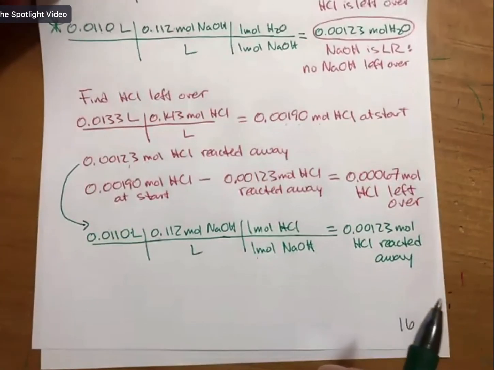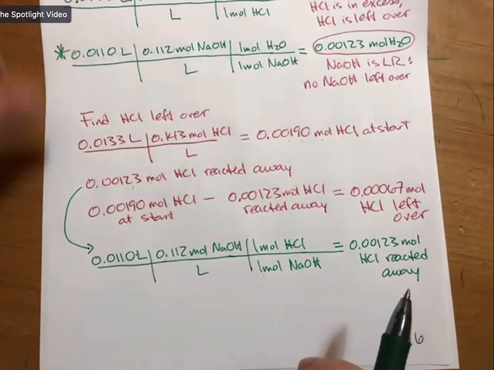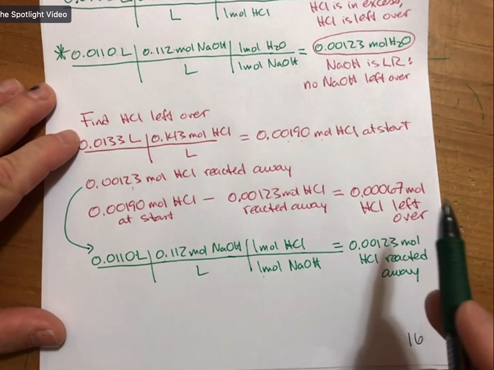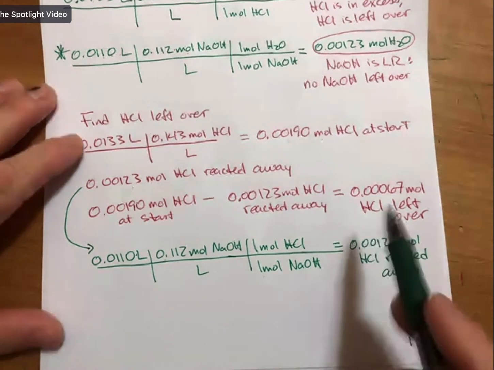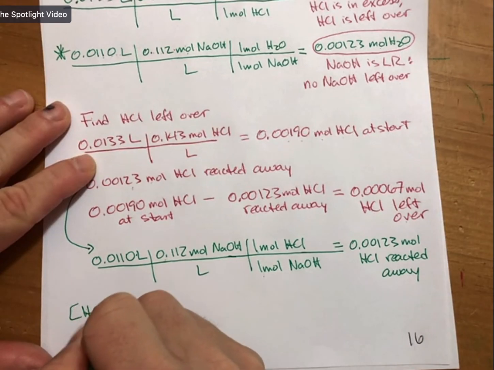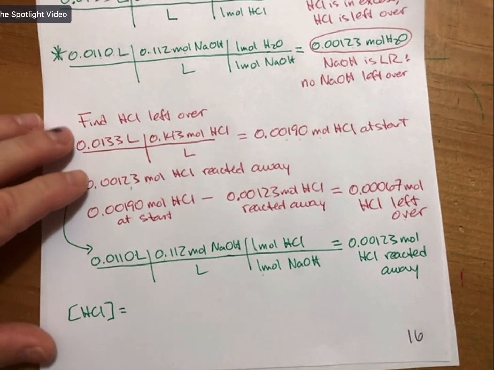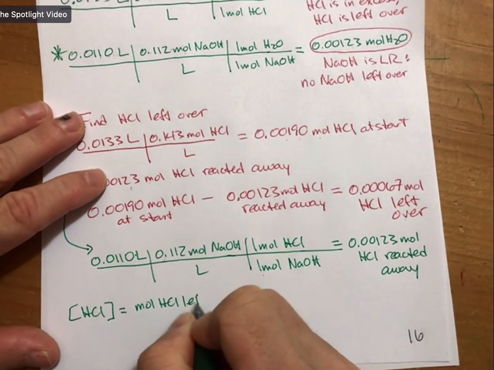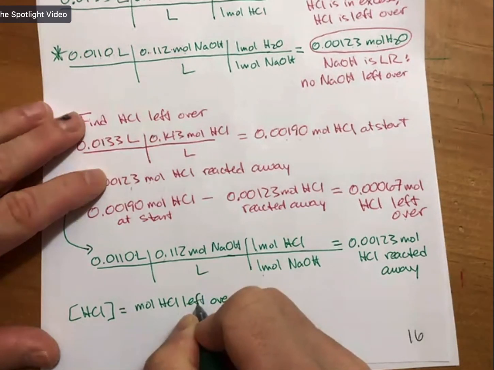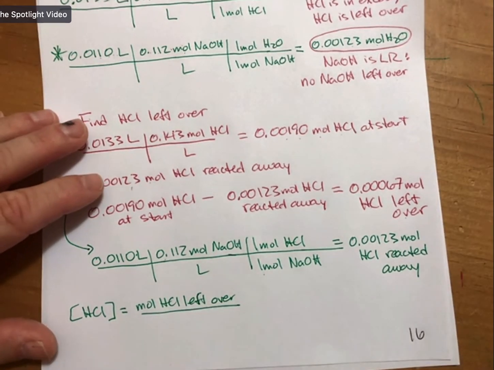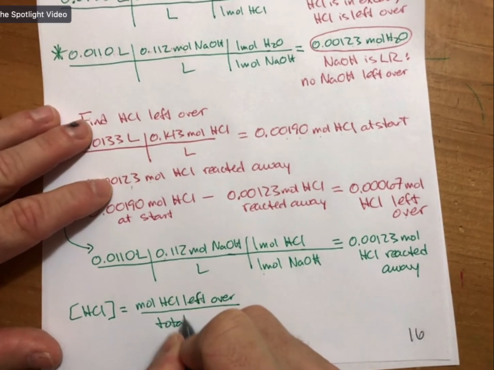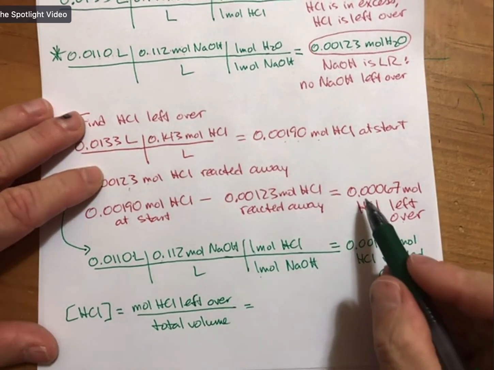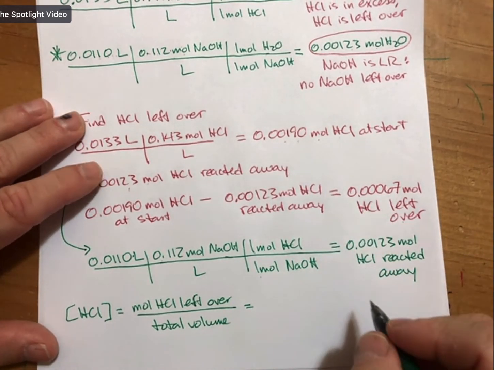And then let's see how much space we have left here. So where am I? I know my moles of HCl left over. I now need to find my concentration of HCl. So it's going to equal moles of HCl left over divided by total volume. My moles of HCl left over are right here, 0.00067.